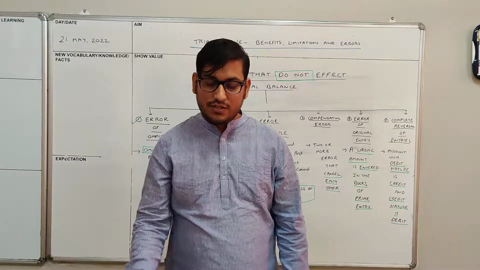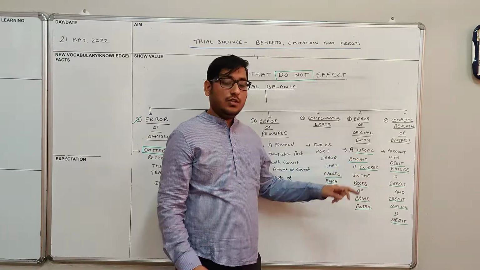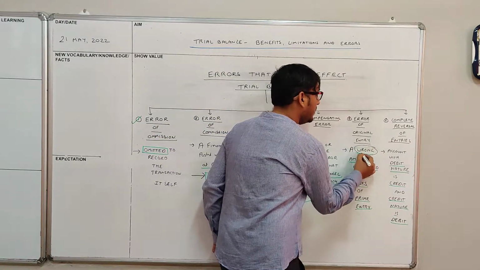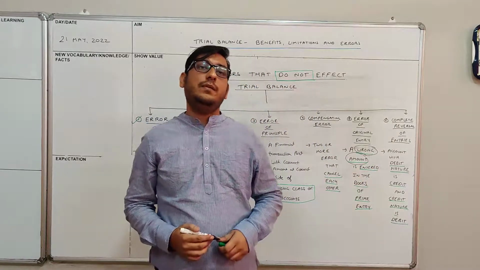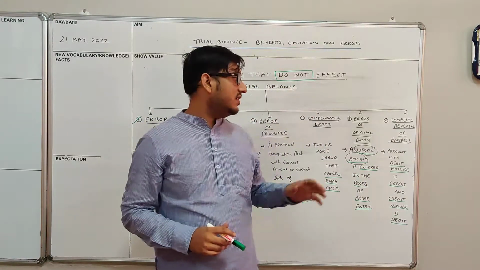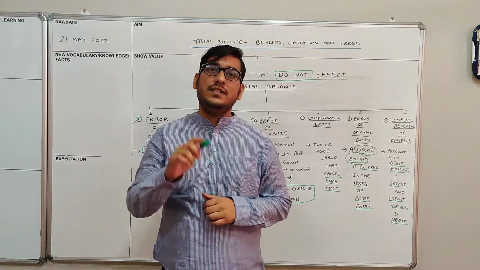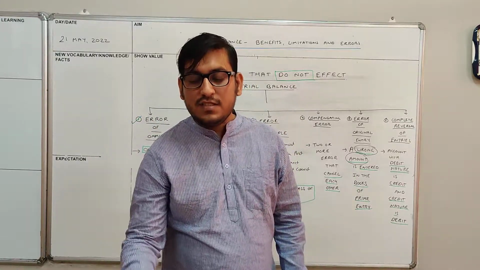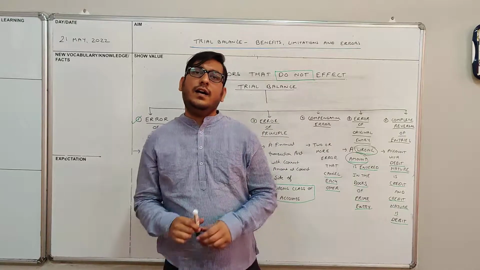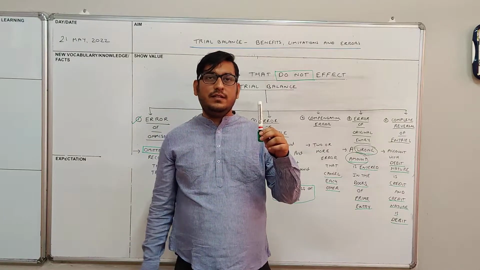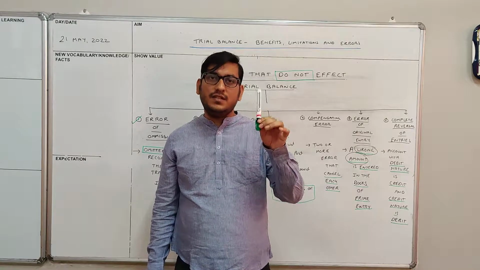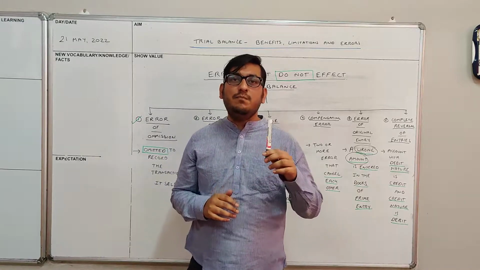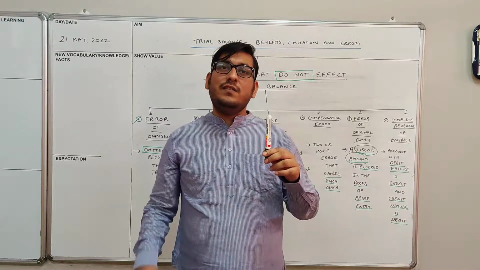What is error of original entry? Students, now understand, a wrong amount is entered in the books of prime entry. Now this type of error says a wrong amount has been entered, but this wrong amount has been entered in debit as well as credit side. For example, if I purchase a marker of $10, I have to pass an entry purchase account debit, cash account credit, isn't it? Purchase account debit, cash account credit with $10. But what error did I make? I made purchase account debit, cash account credit with $100.